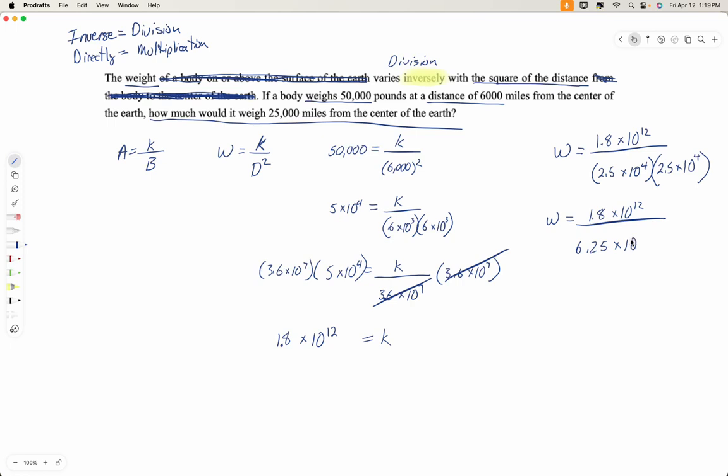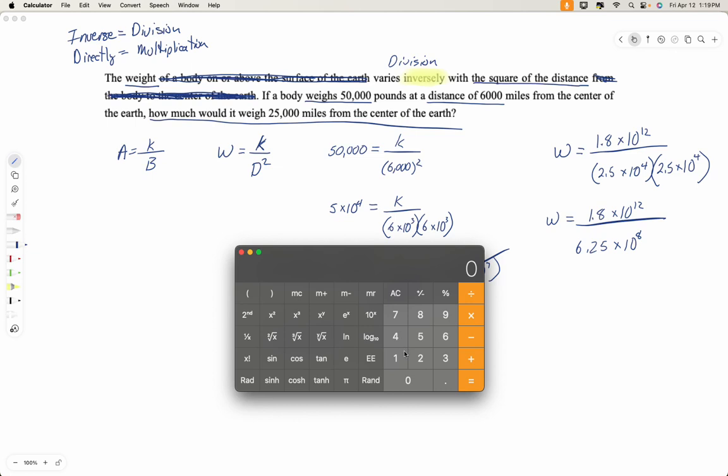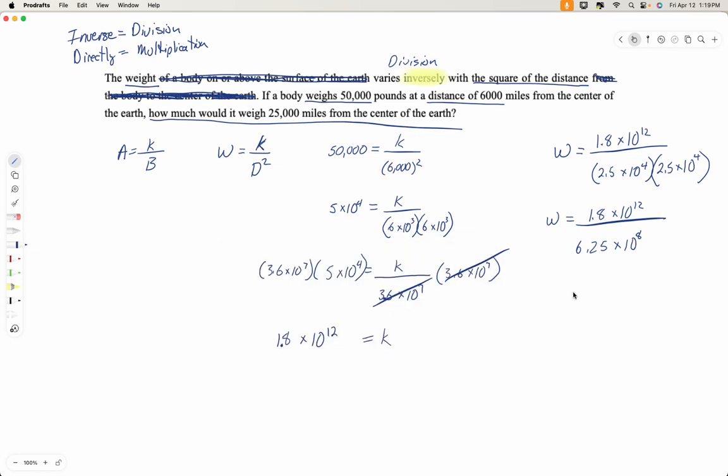6.25 times 10, and I add these two together and I get 8. Now I can divide these. So if I divide these, I have 1.8 divided by 6.25. That's 0.288. So weight is equal to 0.288 times 10, and if I take this to the top, that subtracts, so that'll be 4. But we know we need to have something in the ones place, so I'm going to rewrite it and move this up, 2.88 times 10. Because I moved my decimal back a space, I have to subtract 1, that makes that 3. This is your answer.